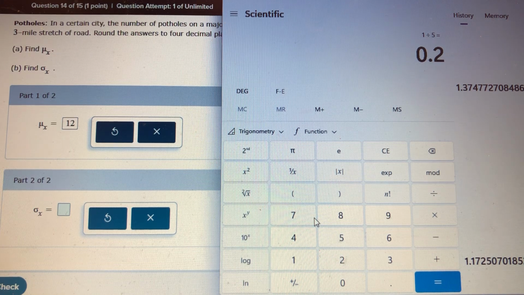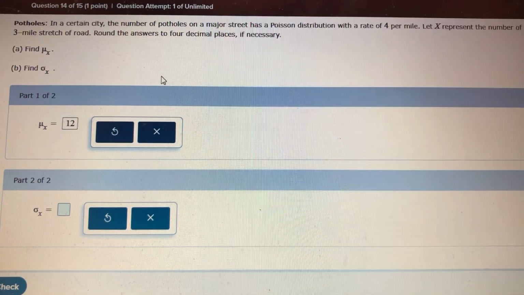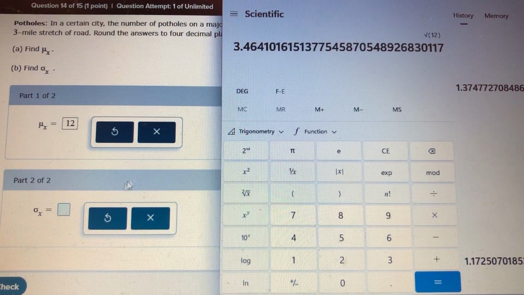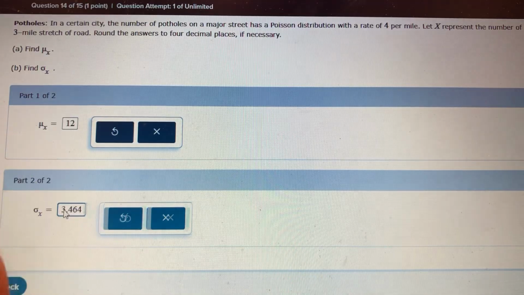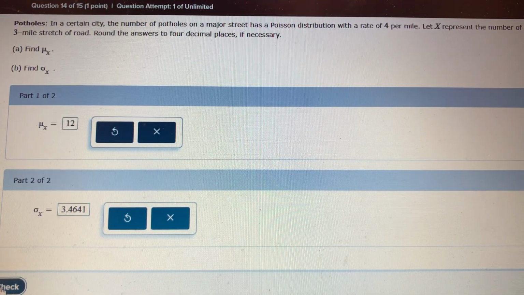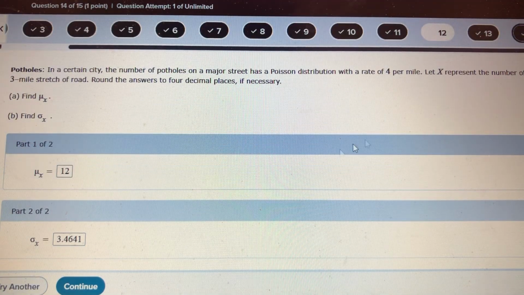In Poisson, the mean is whatever lambda is, as long as you have the units right. And the standard deviation is always the square root of the mean. And it says round to 4 decimals, 3.4641. They don't have this on the formula sheet, but it's easy to do. The mean of a Poisson is whatever lambda is in the correct units, and the standard deviation is literally the square root of that. Usually you do the square root of the variance, but here it's the square root of the mean, strangely.